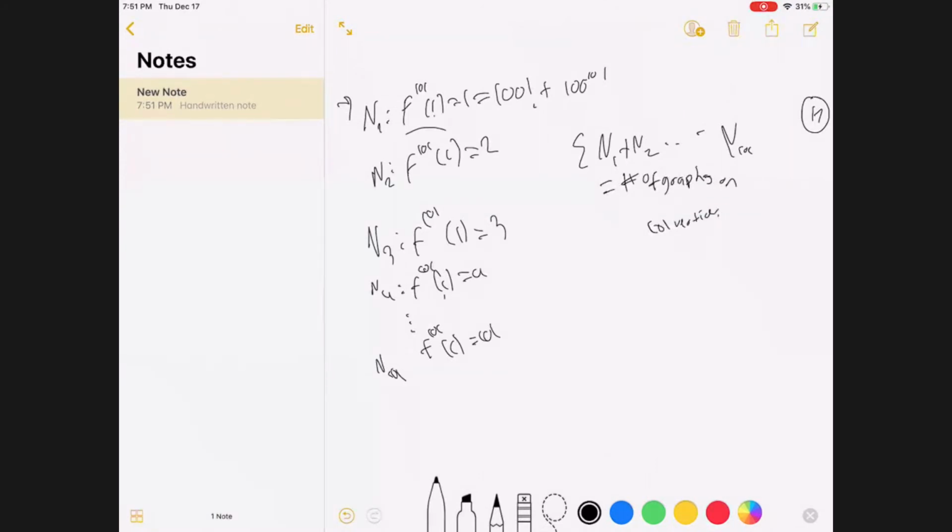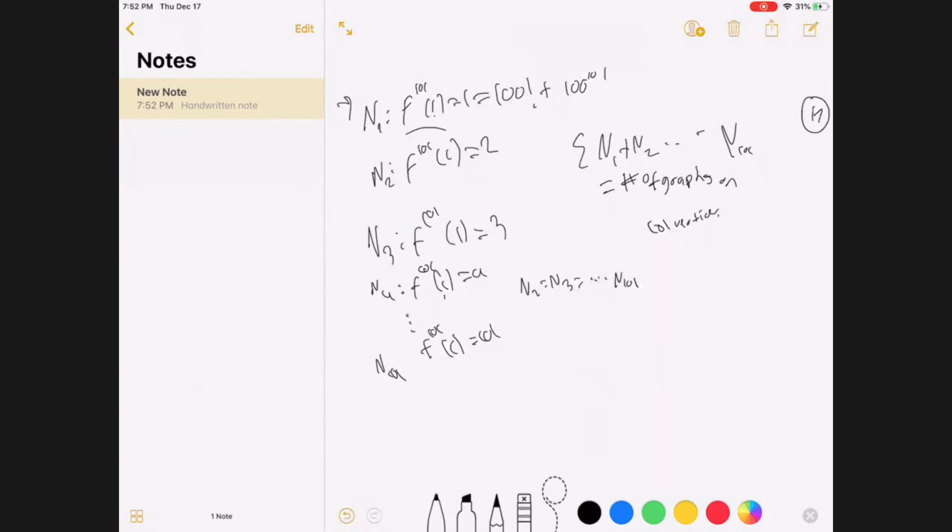And another observation we'll make is that n2 equals n3 equals up to n101. And why is this? Because there's no distinction between the vertex that we label 2 and the vertex that we label 3. Any graph such that there's a cycle of length 101 that ends up at 2, there's a corresponding cycle such that it ends up at 3. We just switch the spots of 2 and 3, I believe.